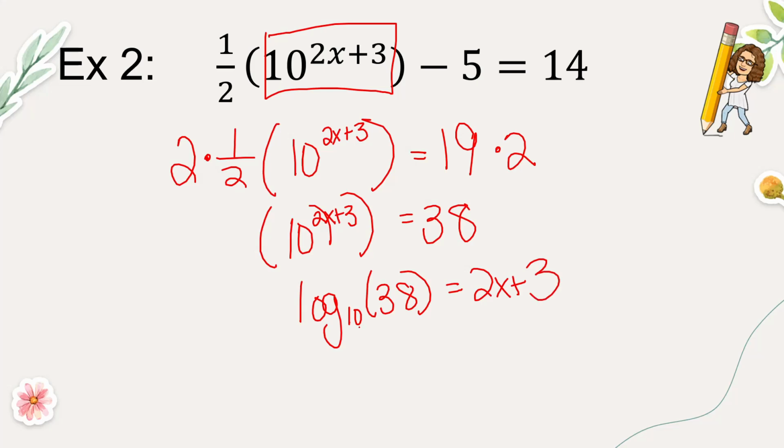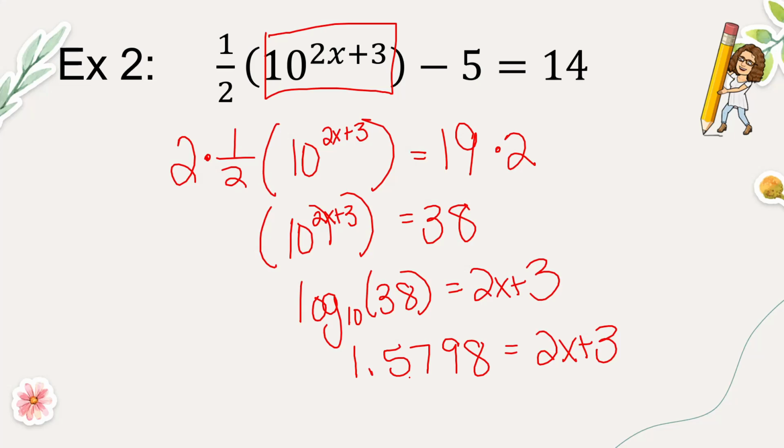Ooh, it's a common log, so that means I can just use my log key. So log of 38, using my calculator, I get an answer of 1.5798 equals 2x plus 3. Now, I'm going to just keep that number running on my calculator as I do all of the other operations to get x alone.